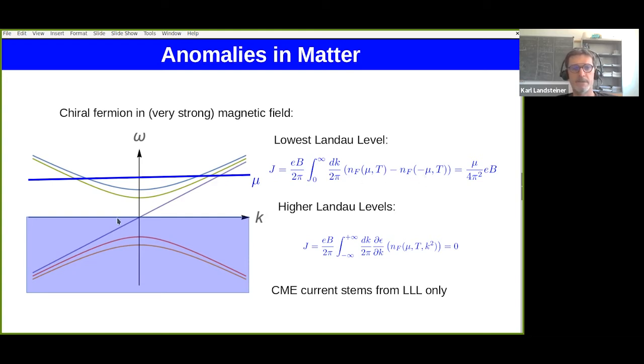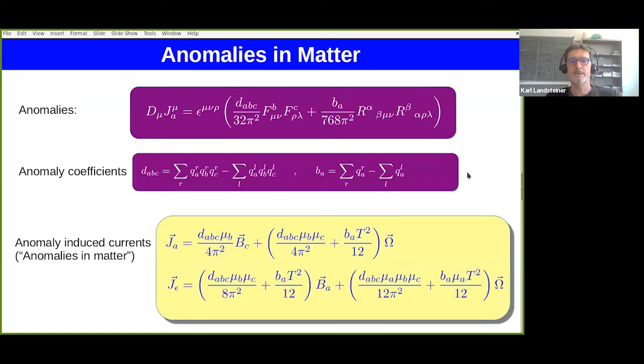How many are there in the lowest Landau level? Since the electrons, the positive energy states, move in this direction, and the holes move in the opposite direction, they both give the same contribution to the current. And this integral you can do exactly, and it's a temperature-independent result, and it just picks up the chemical potential. So this is a very simple way of calculating this. It's not explicit here that this depends somehow on the anomaly. But if you do this calculation more carefully and check what the quantum numbers are that go into it, you will see that in front of this mu there is precisely this anomaly coefficient, DABC. Okay, so here again, to summarize the theoretical part of my talk, these are the formulas for the anomalies.